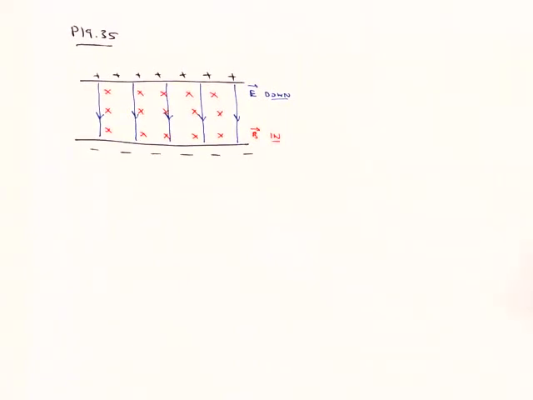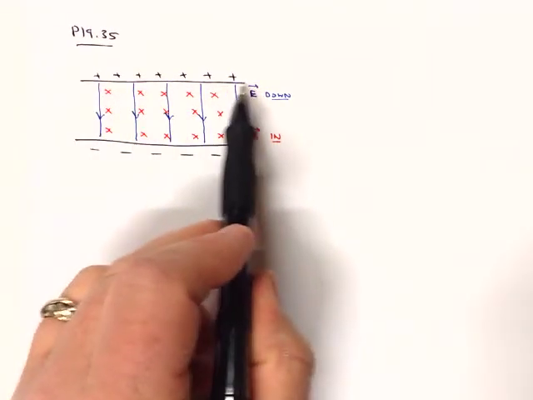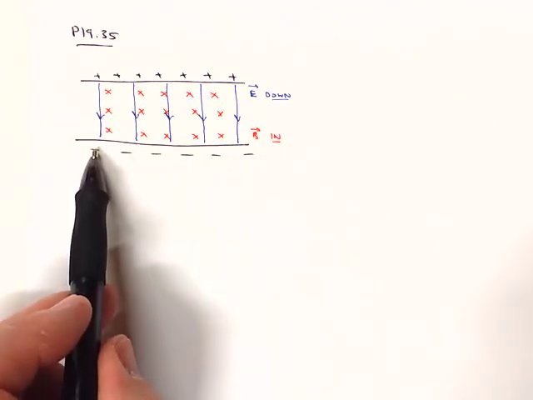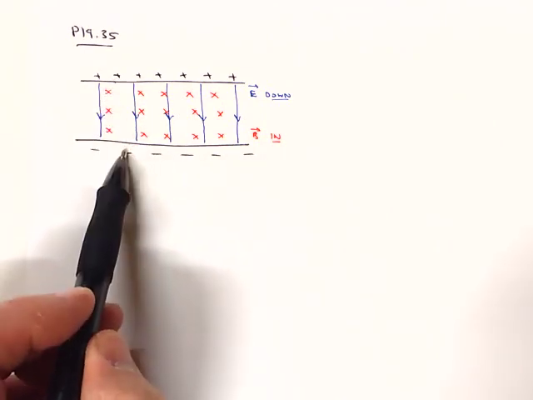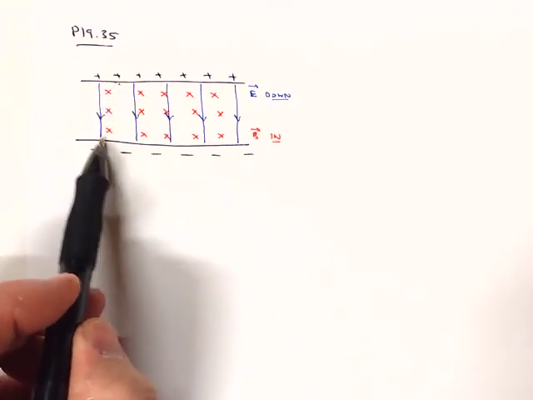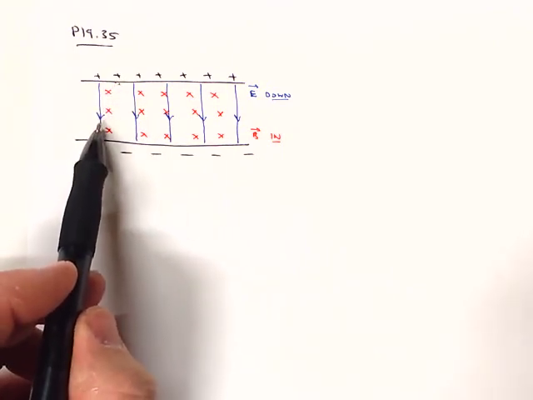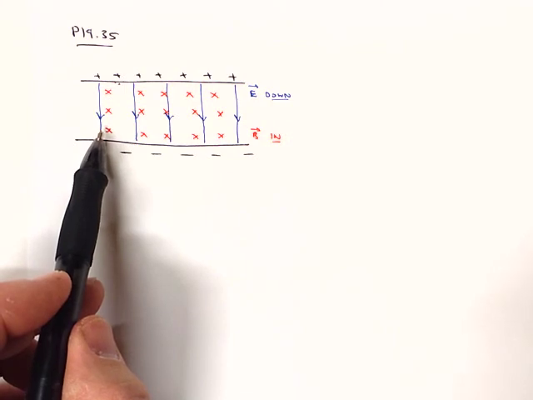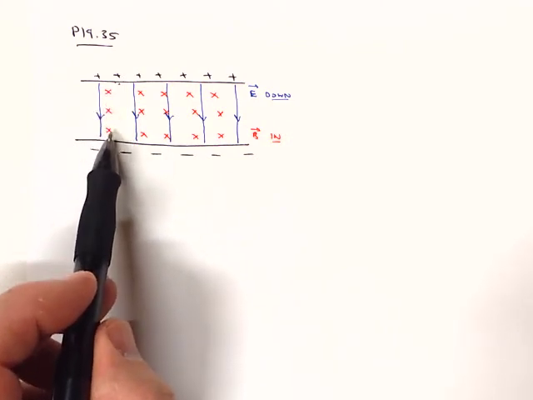Problem 1935. We have this device they call a velocity selector with a positively charged metal plate and a negatively charged metal plate. Because there's a positive charge and a negative charge, we have an electric field pointing away from positive toward the negative. And the way I have it drawn, that would be the blue lines here downward.